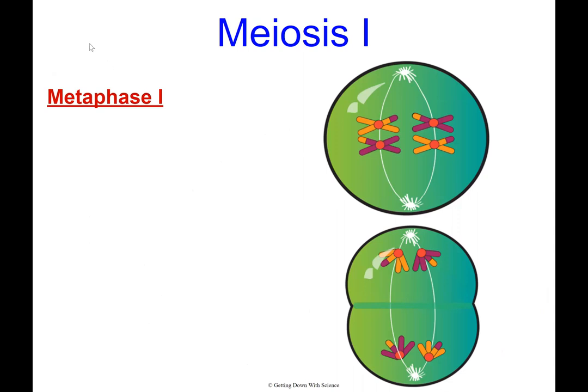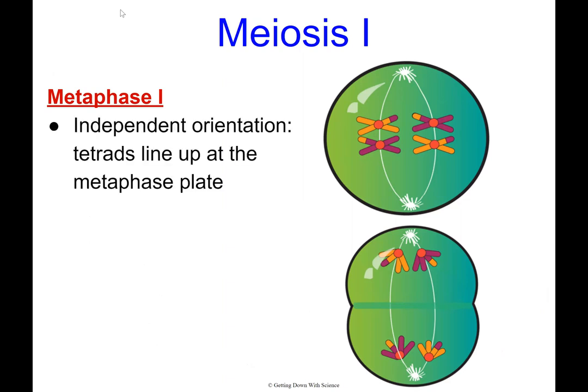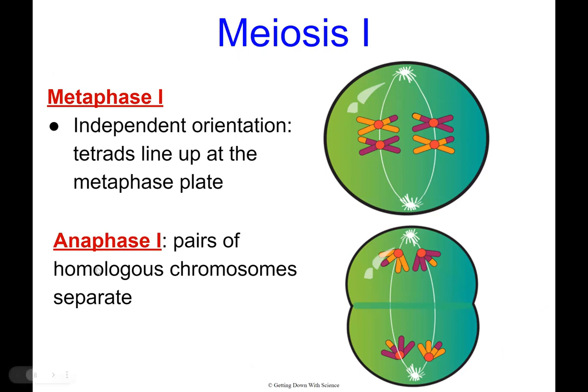Then metaphase 1 is the next kind of unique difference. In mitosis, all 4 of these would have lined up single file across the metaphase plate. But in meiosis, you'll notice the tetrads line up along the metaphase plate, so that in anaphase, we pull one whole pair in each direction from the tetrad.